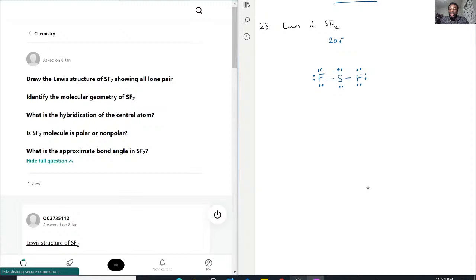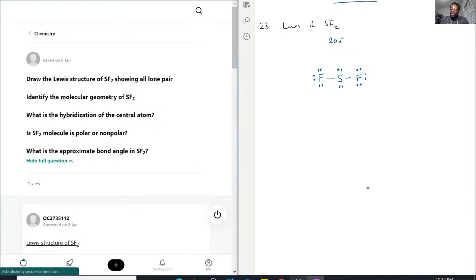Okay, so with that being said, sulfur and the fluorine, how many electrons are we working with here? Two bonds and 1, 2, 3, 4, 5, 6, 7, 8 lone pairs. So 2 bonds and 8 lone pairs, that's 10 pairs in total. So we have 20 electrons, so that's perfect.